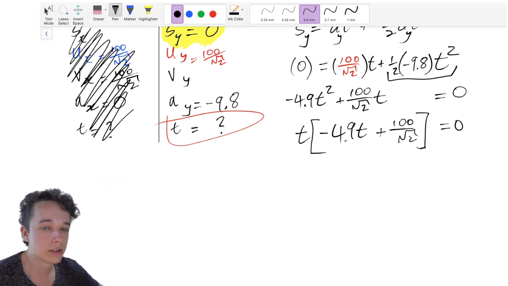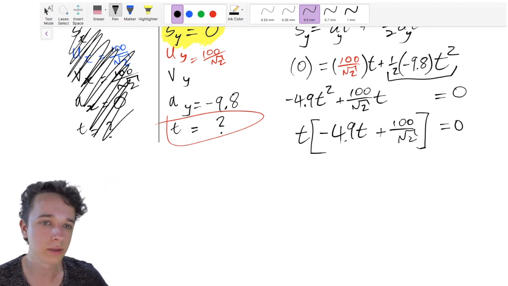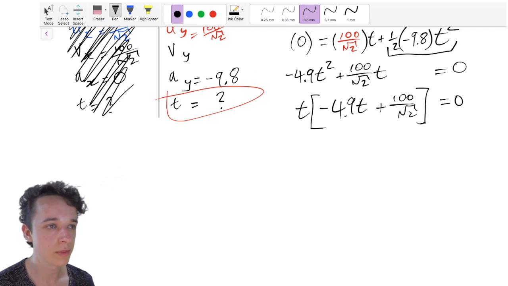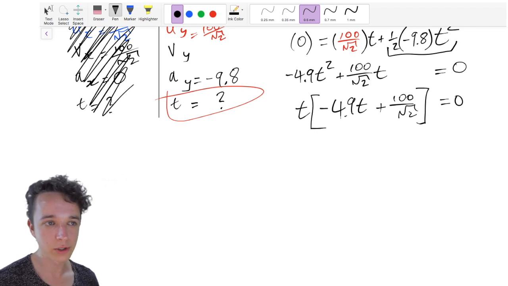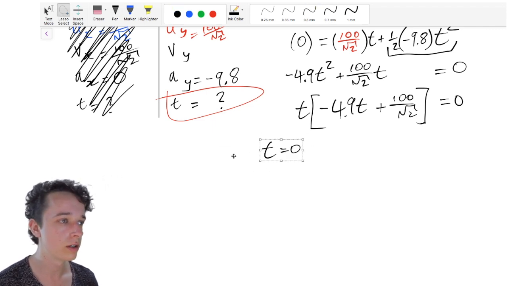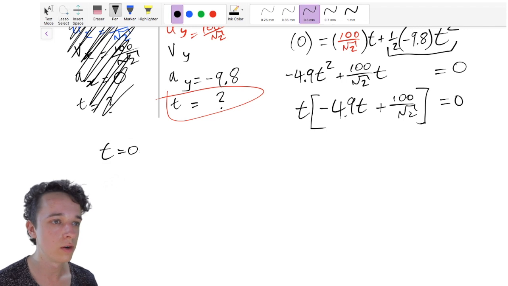And this might seem a little weird when you first encounter it. You've got something times something equals 0. So for that statement to be true, either the first thing has to equal 0, or the second thing has to equal 0.